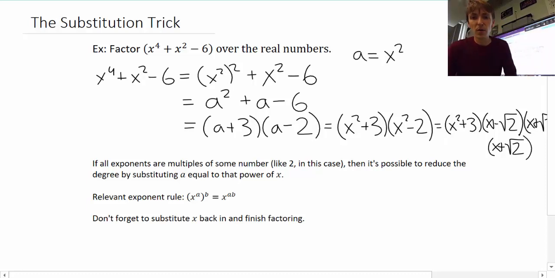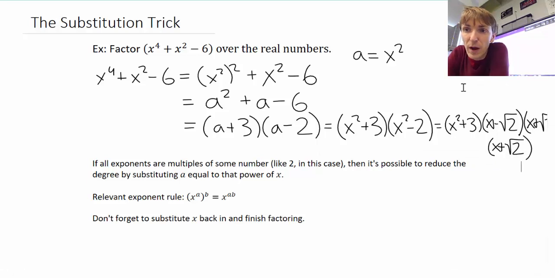Okay, so in the end, what we have are 3 factors. We have this x squared plus 3, which doesn't factor anymore over the real numbers, and then x minus square root of 2 times x plus square root of 2. That should actually be one product. I just wasn't quite able to fit it in. So I end up with 2 real roots, square root of 2 and minus square root of 2, and then this quadratic which doesn't have any real roots, x squared plus 3.